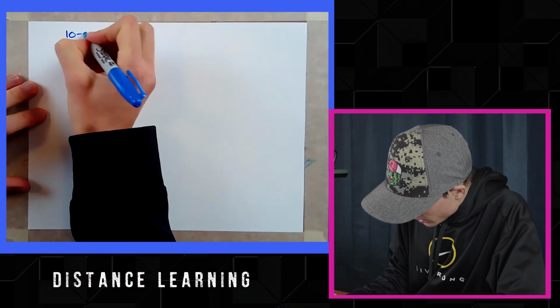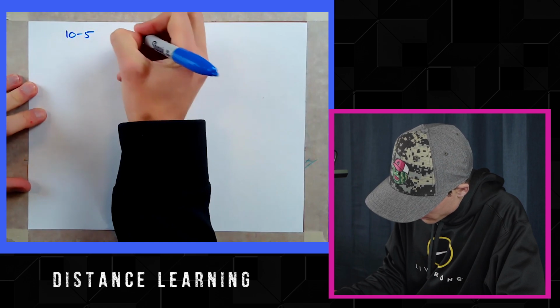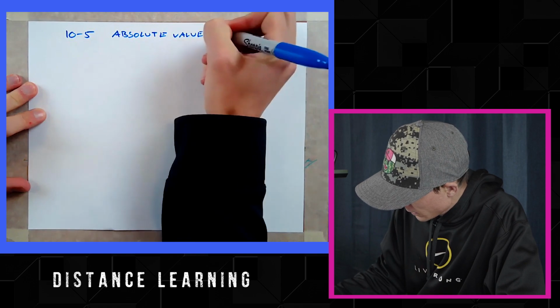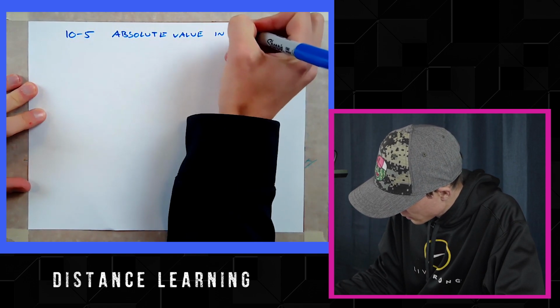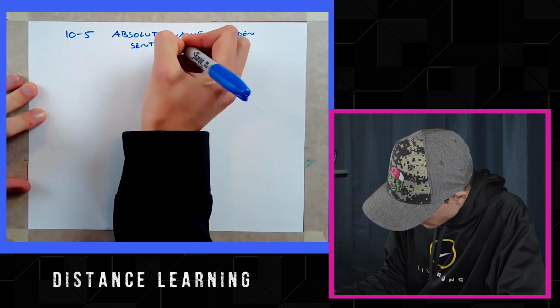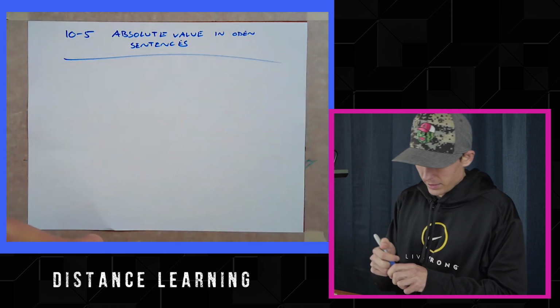This section is not hard. It's quite alright. Absolute value in open sentences. What does that mean? I don't know. But it's gonna be pretty easy.